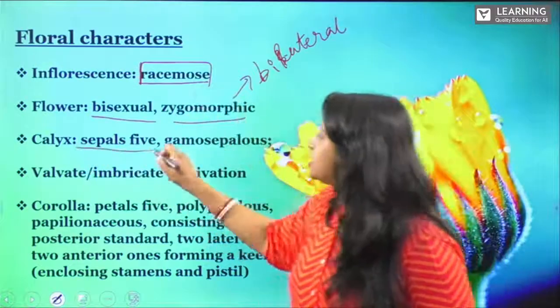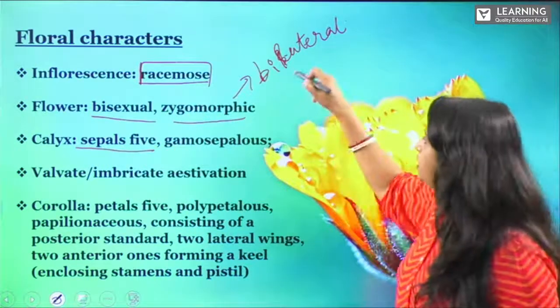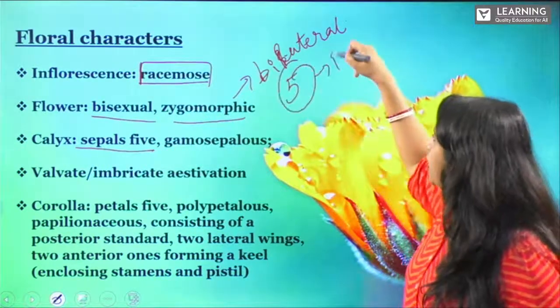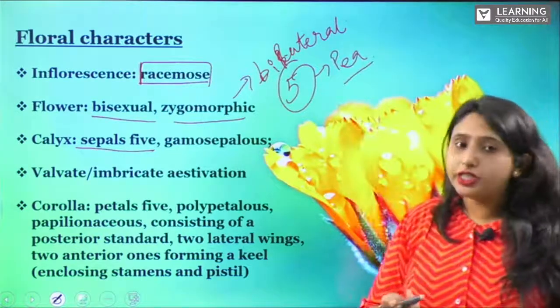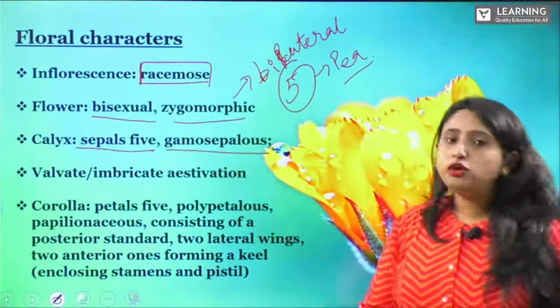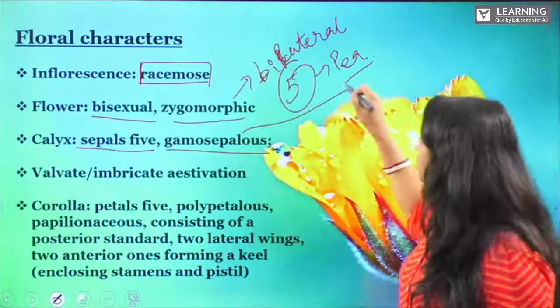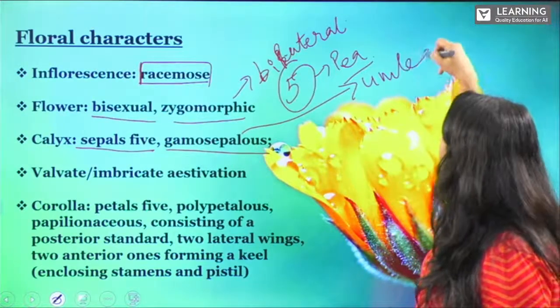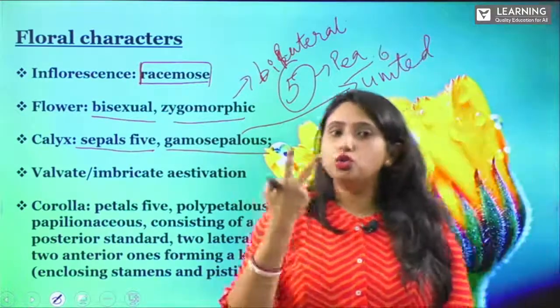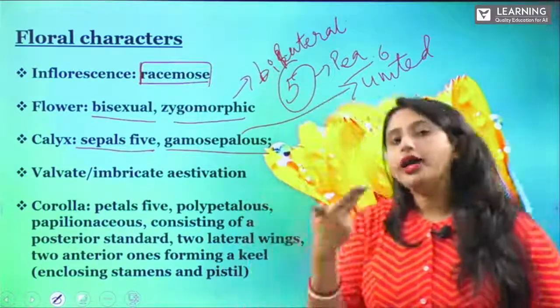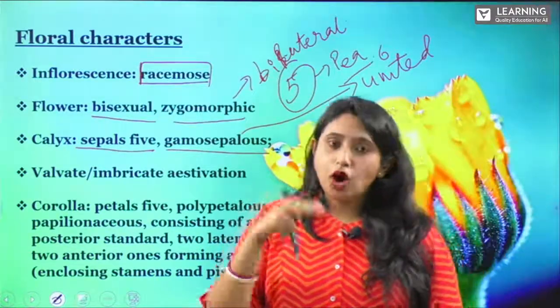Next, the calyx or the sepals. How many sepals? In the case of pea, we have 5 sepals, and they are gamosepalous. Gamosepalous means the sepals are united. As you know, there are two types of sepals, one is gamosepalous and the other is polysepalous.